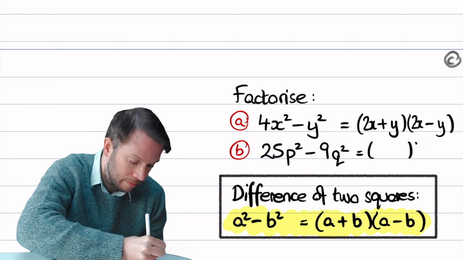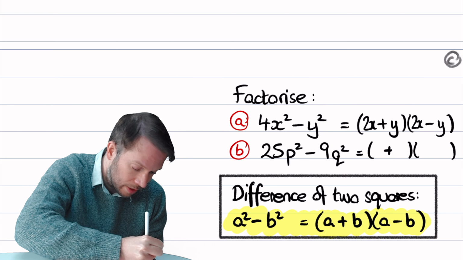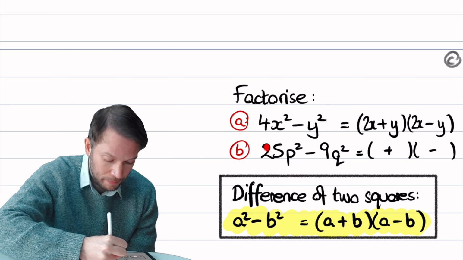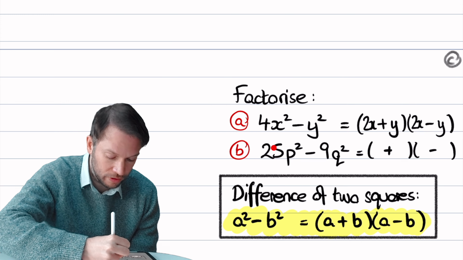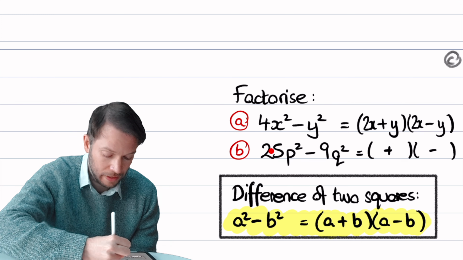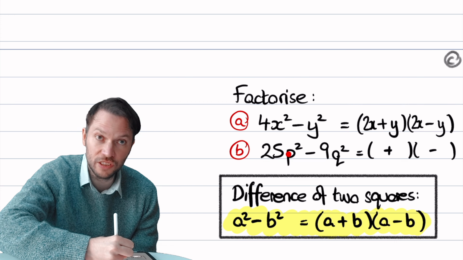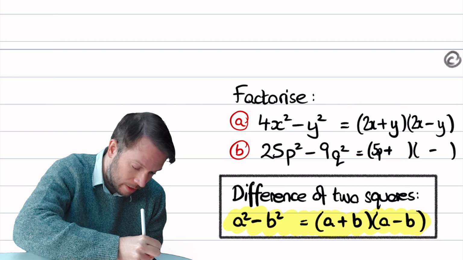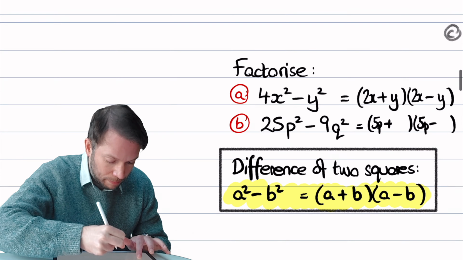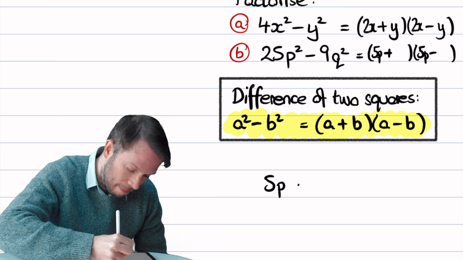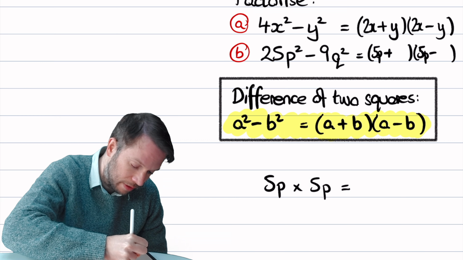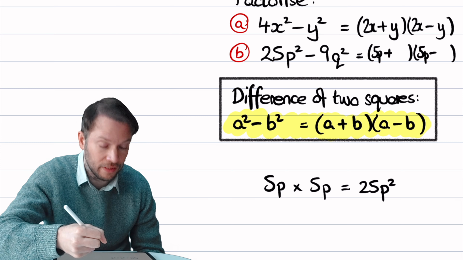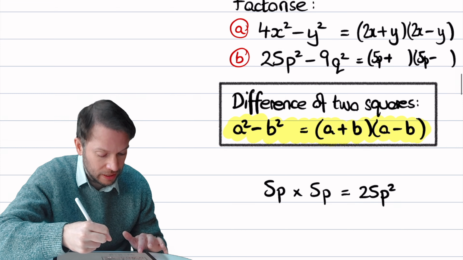Two brackets again, plus in the middle of one of them, minus in the middle of the other. You do firstly the square root of the first term, the 25p squared. Well, the square root of 25 is 5, and the square root of p squared is just p, so you get 5p. And just to check that works, if you did 5p multiplied by itself, 5 times 5 is 25, p times p is p squared. So we can see that indeed the square root of 25p squared is 5p.